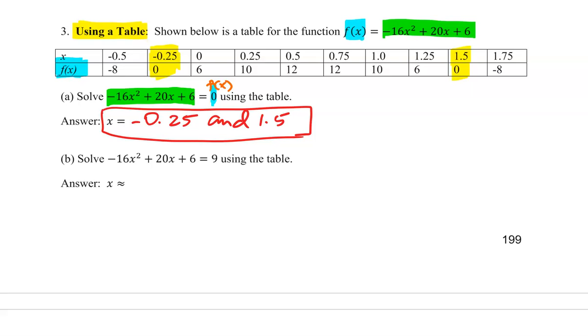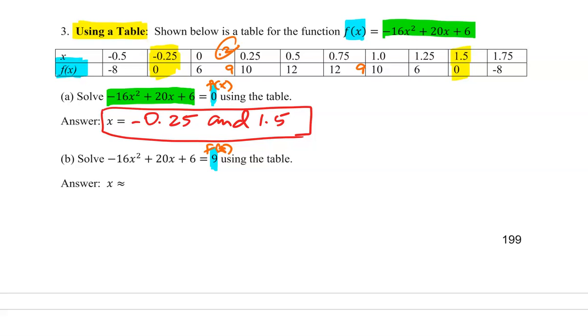Letter B, solve negative 16x squared plus 20x plus 6 is equal to 9. So this time your f of x is 9. But we don't have 9 in the given table, so we can approximate the answer. Let's locate where 9 is. So 9 is before 10, so we have 9 here and 9 here. What do you think is the value? 6 is 0, 10 is 0.25, so maybe we can say this is, let's say, 0.2.